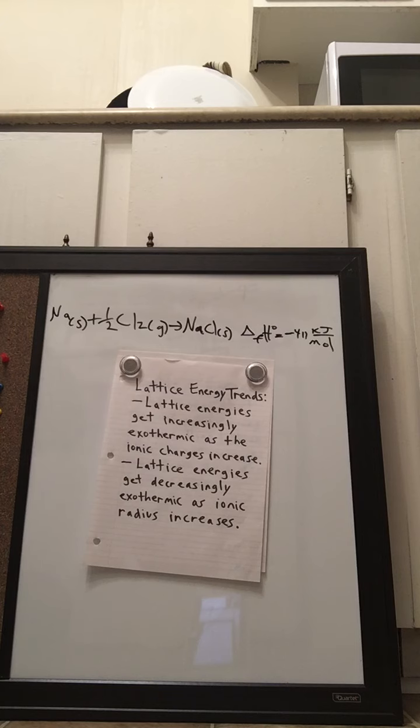And here, as you can see again, are lattice energy trends. So lattice energies get increasingly exothermic as the ionic charges increase, and also lattice energies get decreasingly exothermic as ionic radius increases. So that's about it.